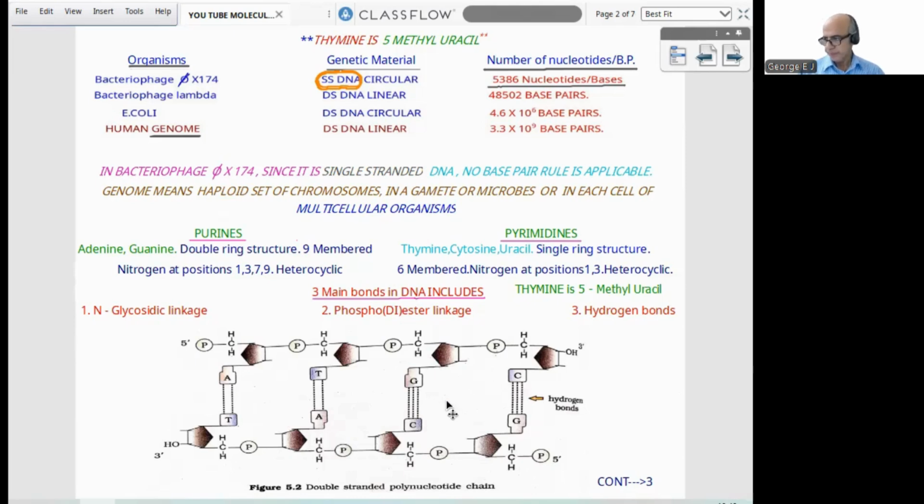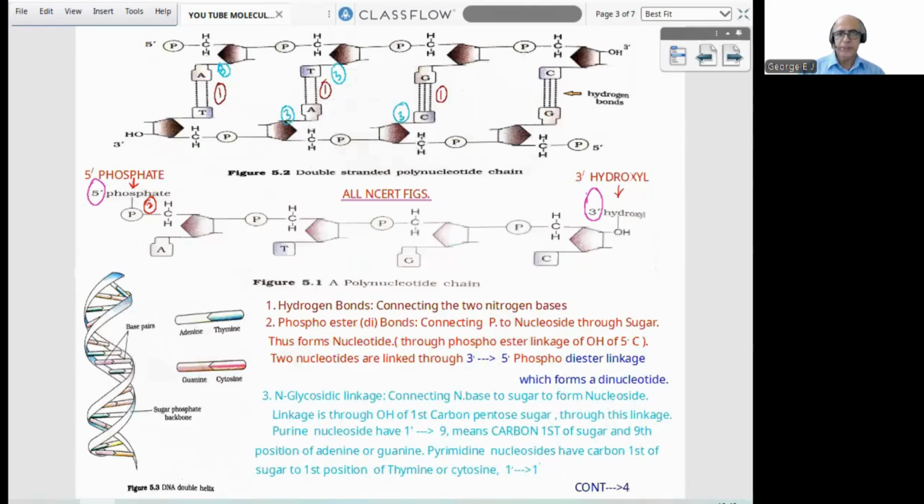NCERT diagram. Now we can proceed to the next page, where the same diagram is given with some numbers. So first is hydrogen bonds. Where can we find this hydrogen bond? The color, if you notice, is brown, I think. Here we find hydrogen bonds connecting two nitrogen bases.